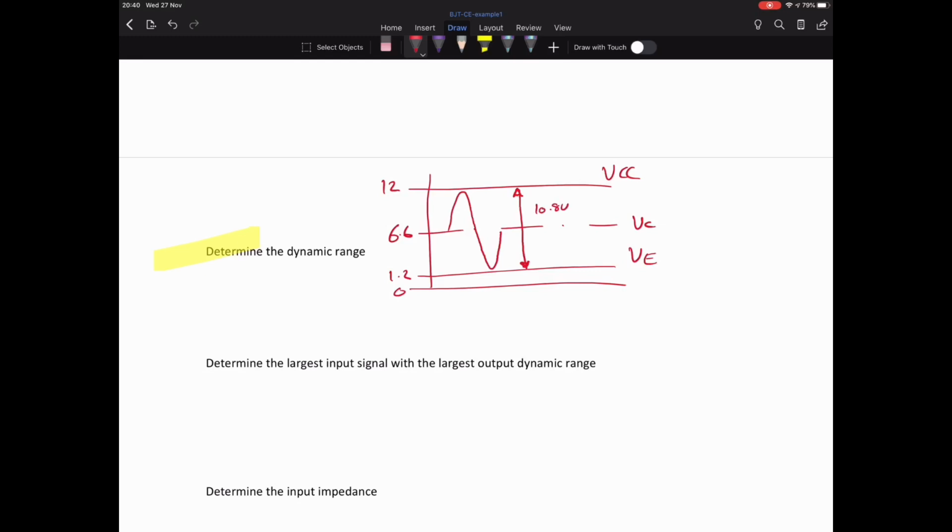So we can express that dynamic range as a signal peak to peak. Our voltage gain is 50. That was our specification. I know we haven't actually achieved 50, but that doesn't matter here. Vout peak to peak, 10.8 volts. Okay?